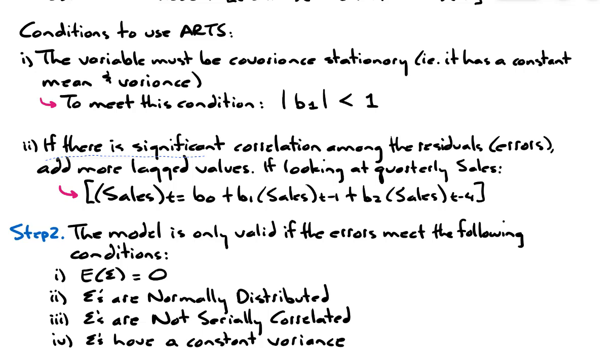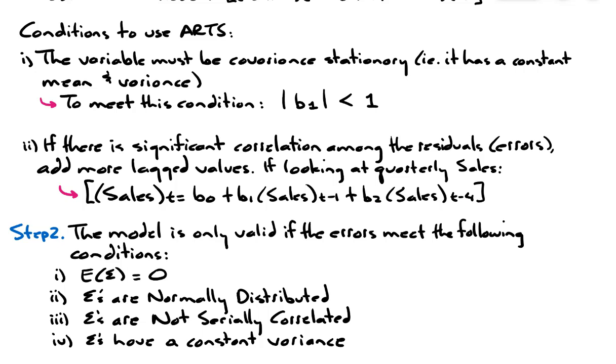If there is still a significant correlation among the error terms or the residuals, then we have to add more lagged values. So for example, if we're looking at quarterly sales, and we're looking at a retailer, then we know for a retailer, every holiday season they have a spike in sales. So rather than having current sales simply a function of what happened to sales in the previous quarter, let's also see what happened 4 quarters ago, right?